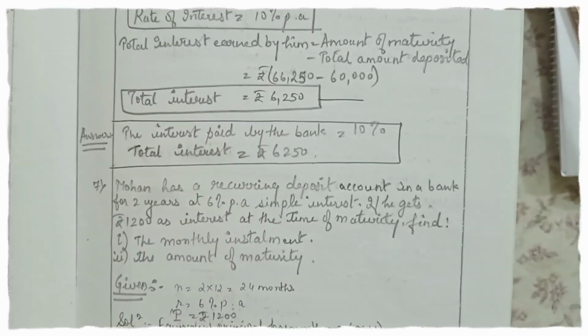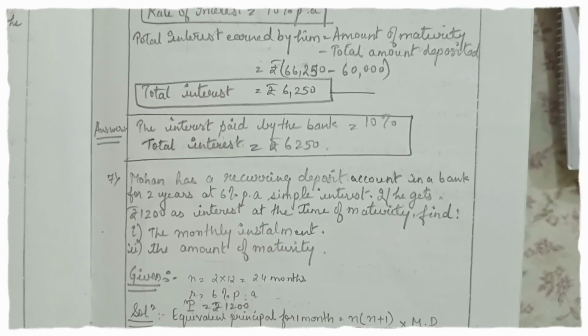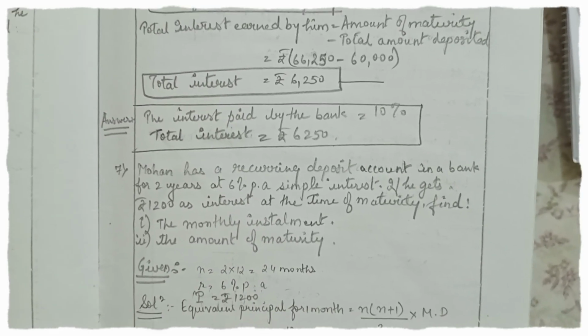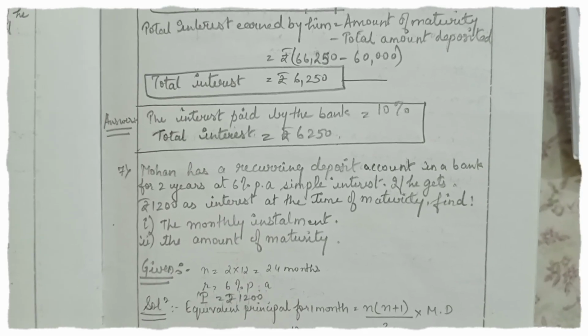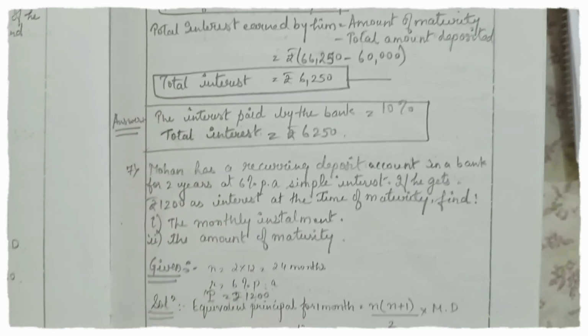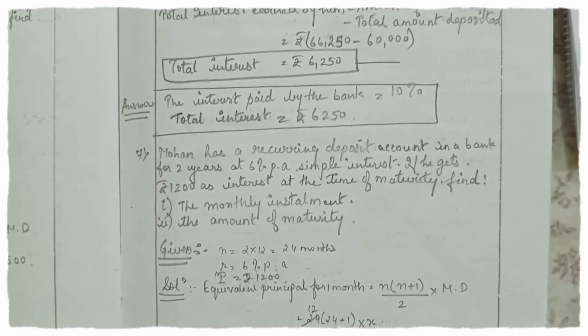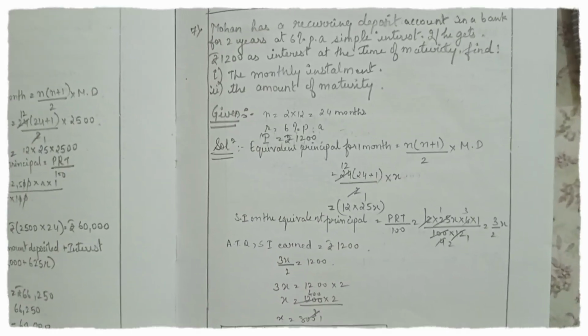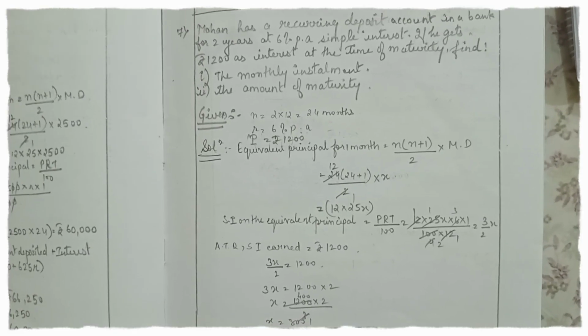Then the rate of interest is also, as stated, 10%. We'll find the total interest which the person has gained. Total interest is found by amount of maturity minus total amount deposited. That will give you rupees 6,250, the final answer for it.